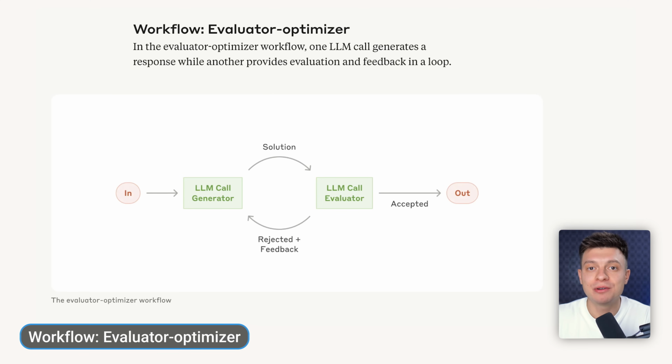Next one is the Evaluator-Optimizer workflow. This is when one LLM call generates a response while another provides evaluation and feedback in a loop.